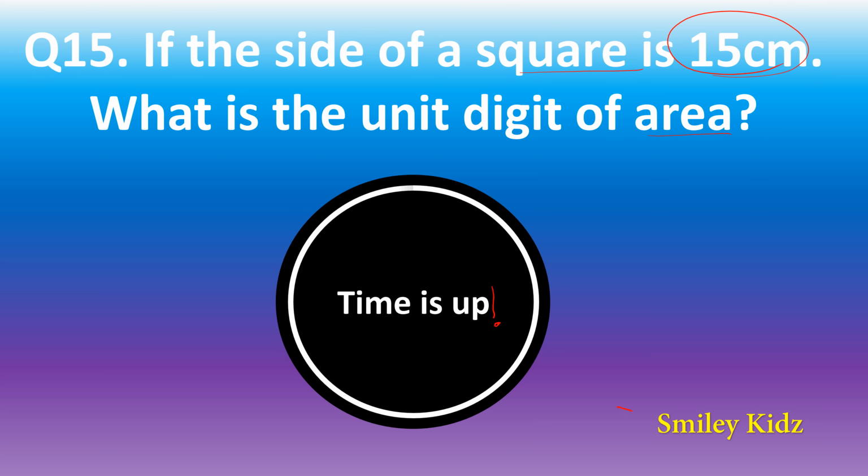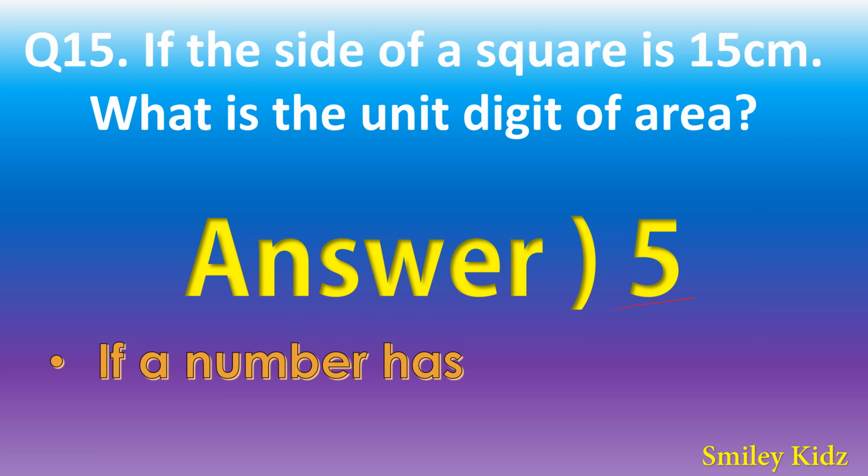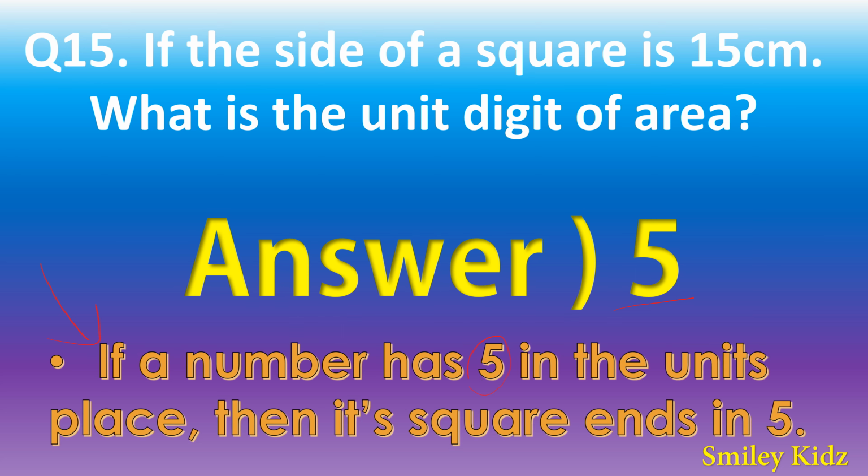Your time is up. And the right answer is 5. We have learned in one of the property that if a number has 5 in the units place, then its square ends in 5. So what is the formula to find the area of a square? It is side into side, which is s square. So we can just use this property and we can find the unit digit of area, right? So here we have 15, its units place is 5. So the square of 15 will also end with 5. So the units digit of area is 5.